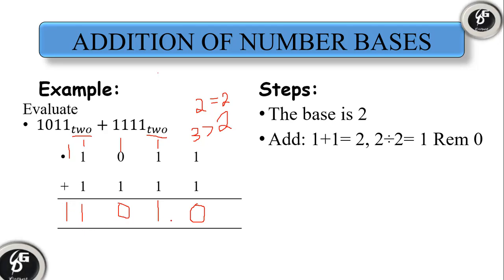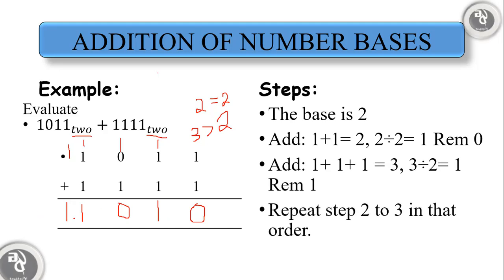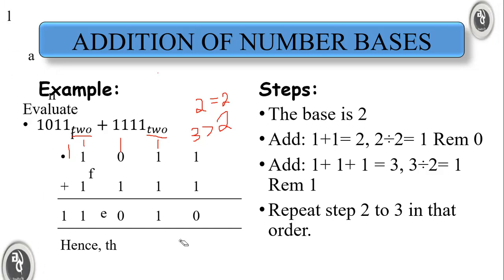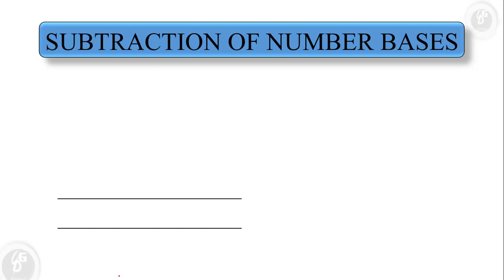So I'm having 1, 1, 0, 1, 0 base 2. That's my answer. So my final answer there is 11001 base 2. So if I add 1011 base 2 plus 1111 base 2, I'm going to have 10010 base 2.